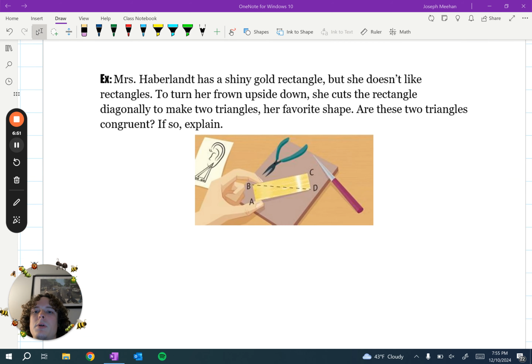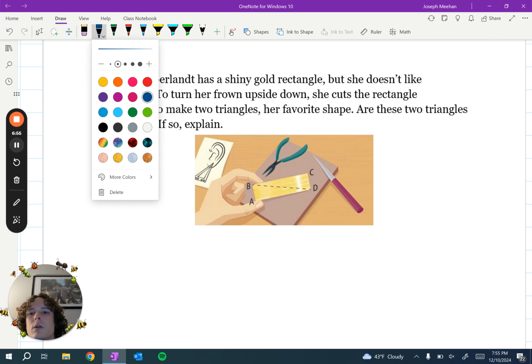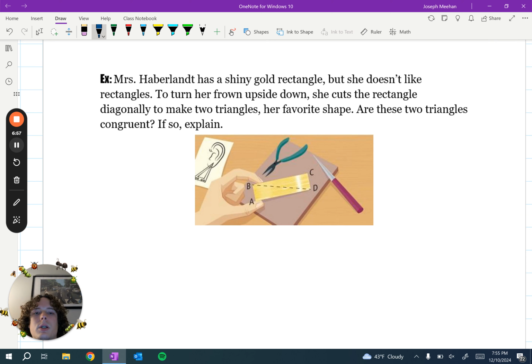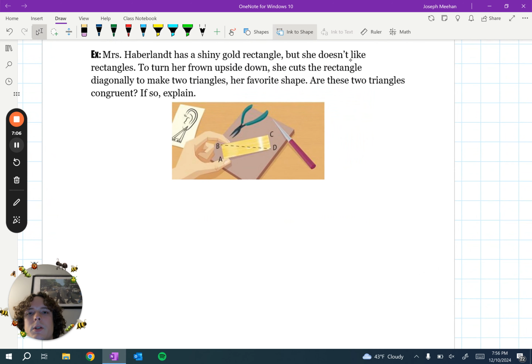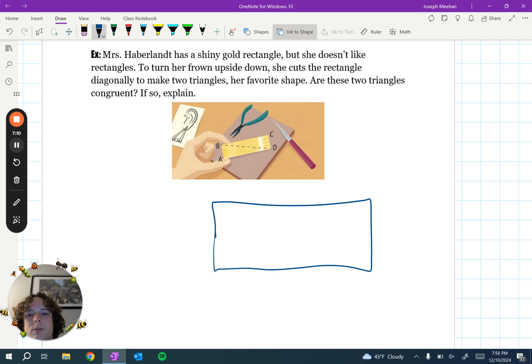All right, so example, it says Mrs. Haberlant has a shiny gold rectangle, but she doesn't like rectangles. To turn her frown upside down, she cuts the rectangle diagonally to make two triangles, her favorite shape. Are these two triangles congruent? If so, explain. To figure out this problem, let's first draw this rectangle that she's doing, okay? So draw the rectangle. There it is.